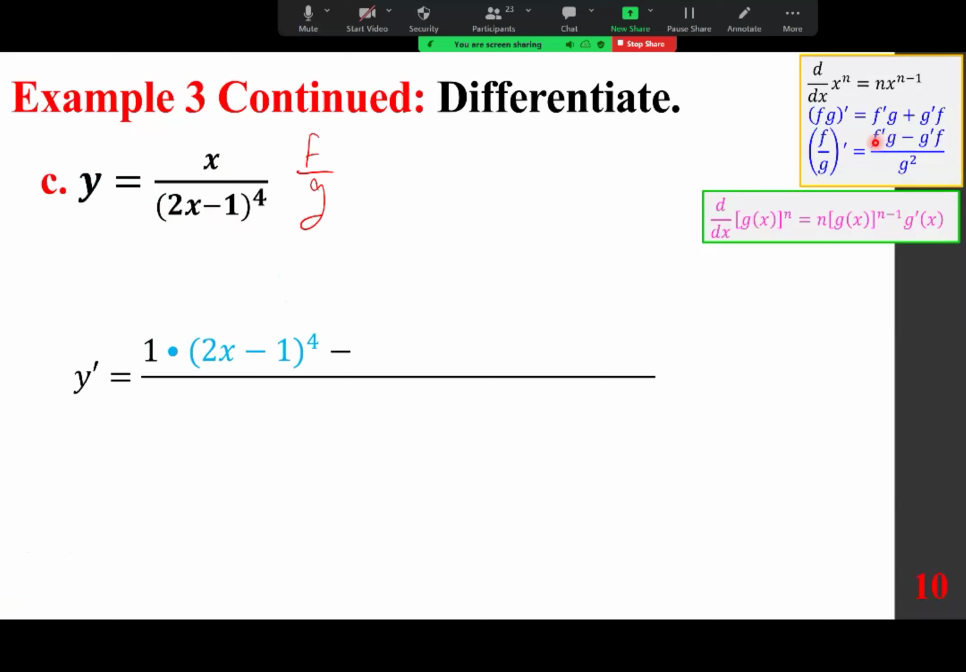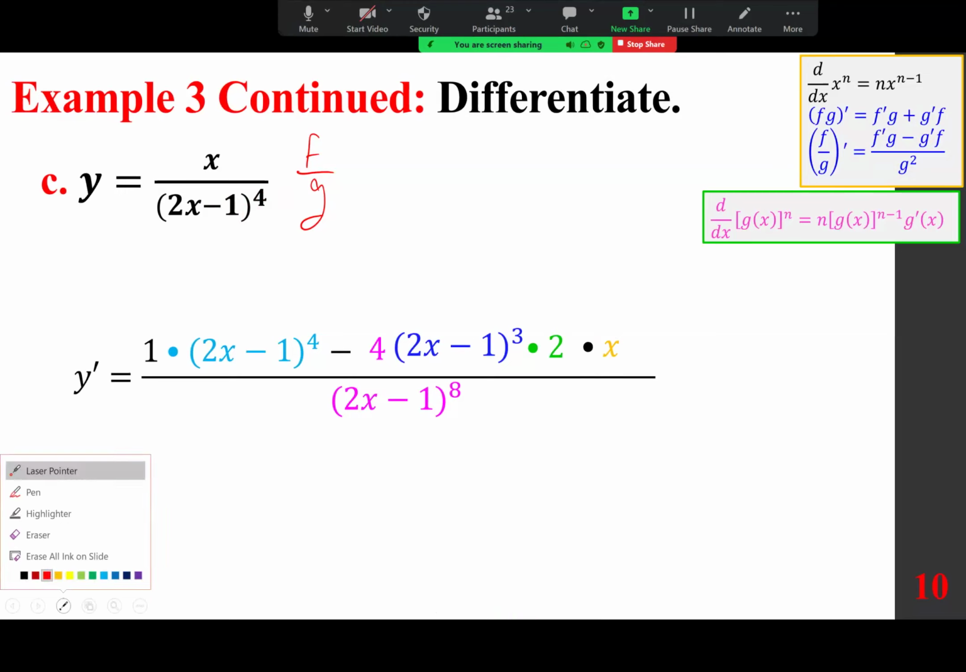I'm looking at this part. Then I need minus g prime f. g prime uses the extended power rule. That's the chain rule. So minus g prime: minus 4 times (2x - 1) cubed times the derivative of the inside, 2. This is g prime times f, which is x. And then you put the bottom here, and the exponent is 8.